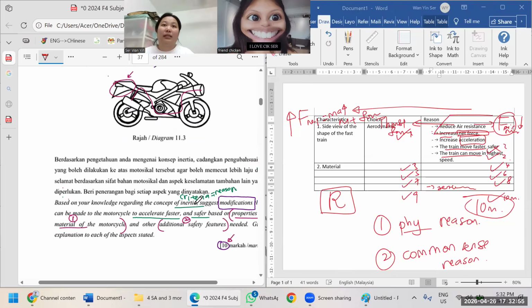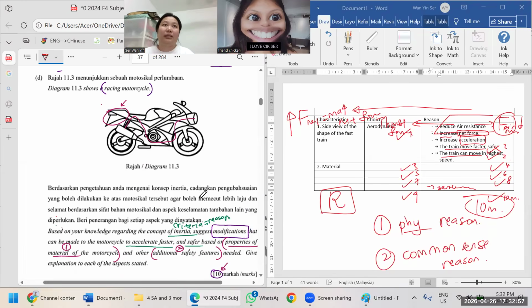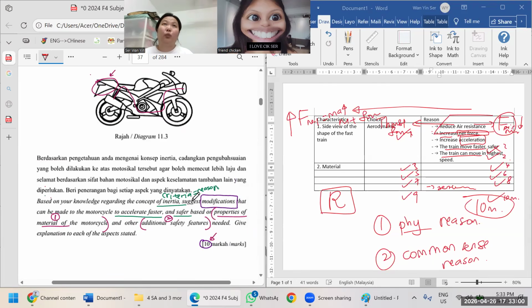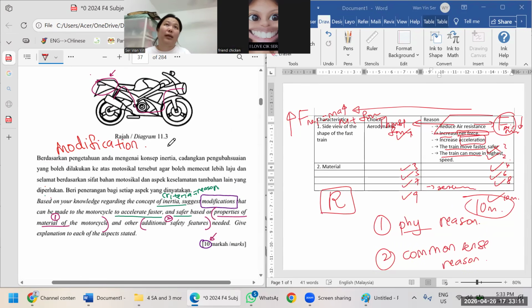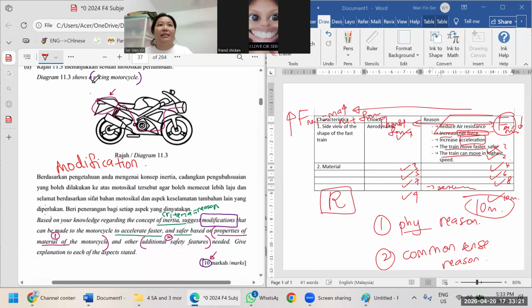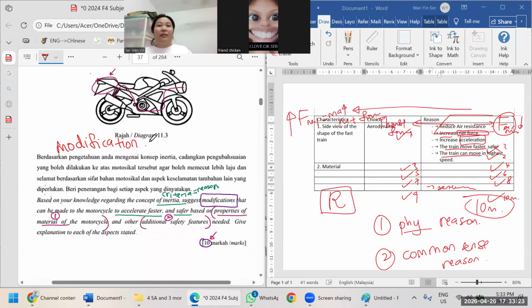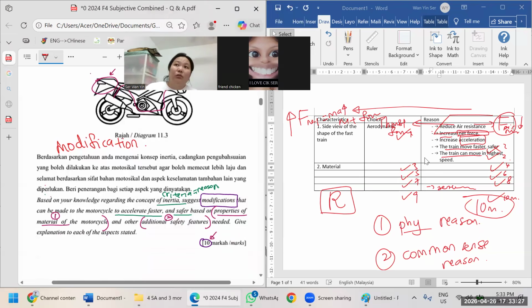All right, then now this motorcycle. This one we call it... So number 9 or 10 is choice. Number 11 is called modification. Means you as an engineer, you remodify something. Okay, so racing motorcycle, very important, read properly, and also draw the table.